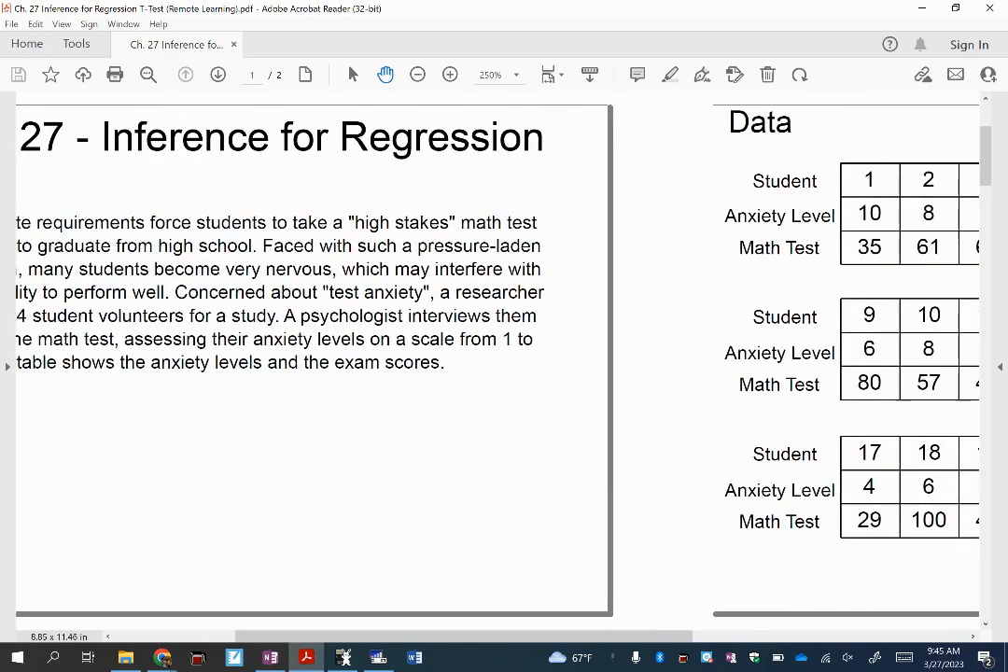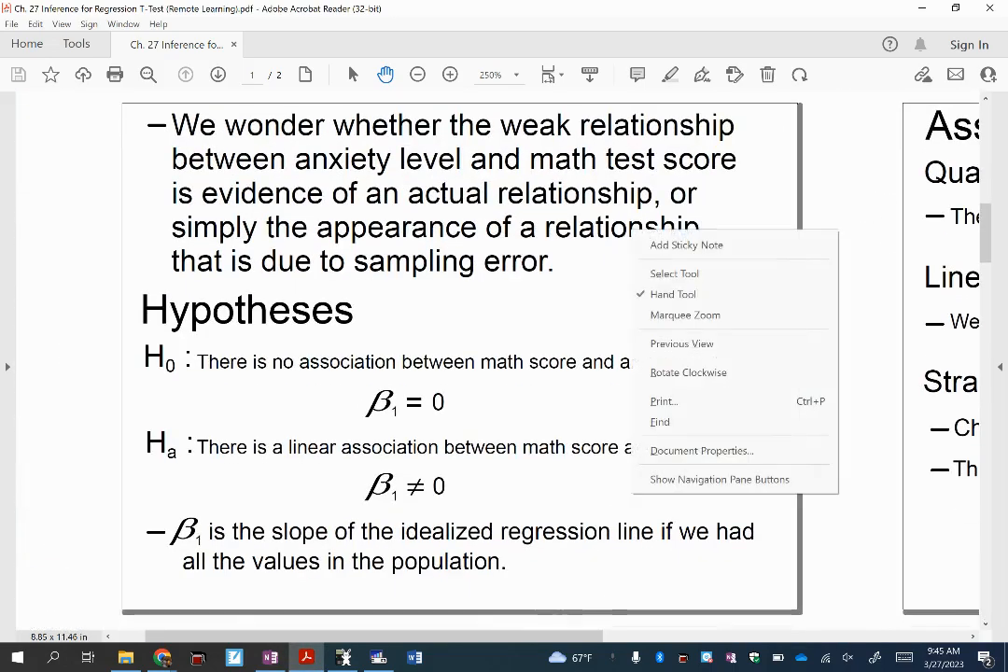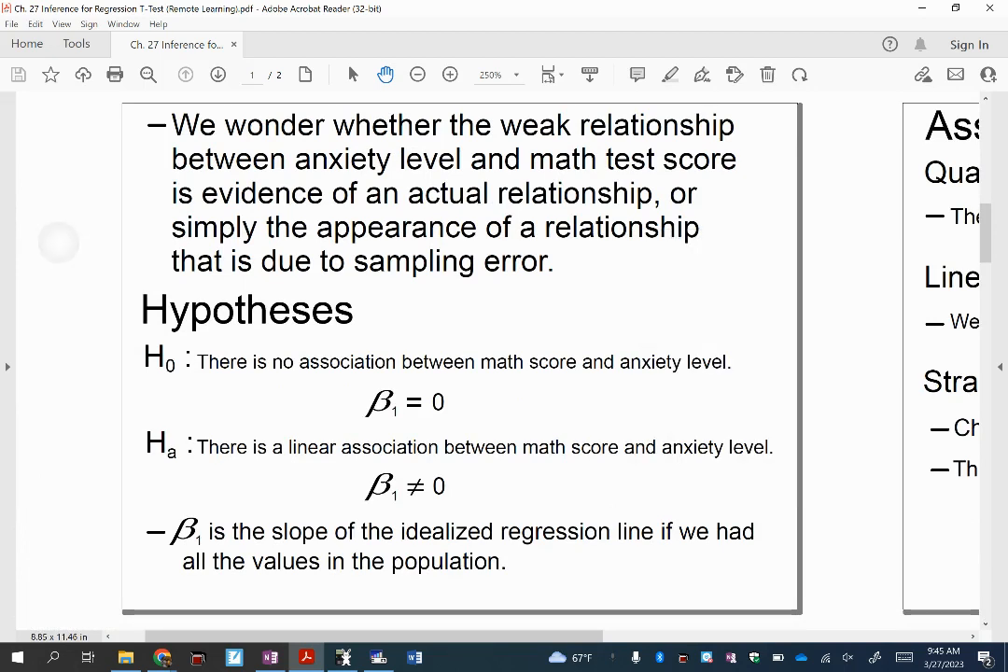After we put it in the calculator, this is what we're going to do. We want to see if there is enough of a linear relationship between these two quantitative variables to say that, in fact, yes, there is that relationship between them. So you see the null hypothesis. You can do words or symbols. I've got both there, your choice. You can write the sentence, or you can use the symbols.